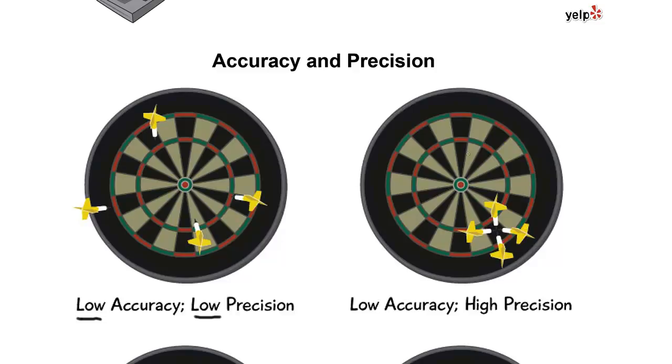Notice if we play the dartboard game again, we didn't hit the target, so again we have low accuracy. But notice all of our darts are in the same position. That gives us very high precision. They're all really, really close to each other. Low accuracy, high precision. These are how we make our measurements.